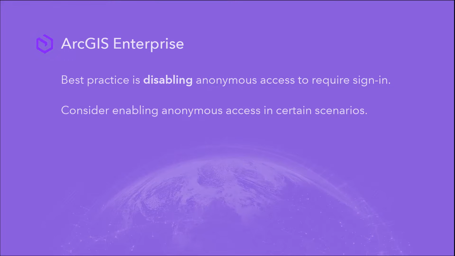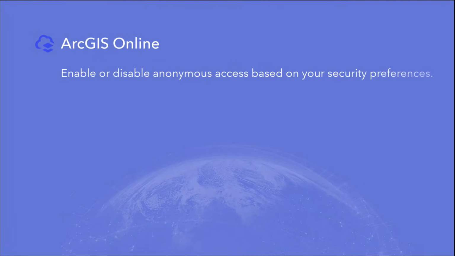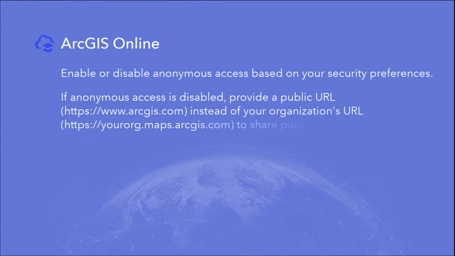prompting for sign-in credentials. In ArcGIS Online, enable or disable anonymous access based on your security preferences. Disabling it ensures that only organization members can access the website. However, members can still make public items available to anonymous users by providing a public URL.